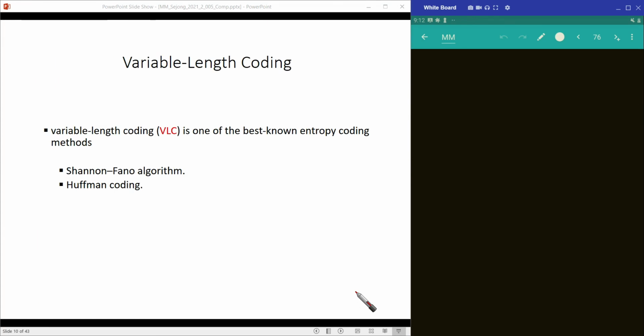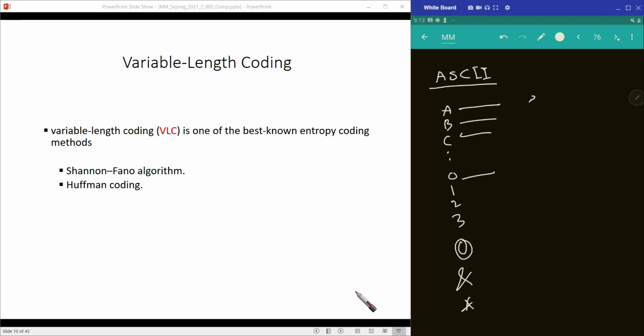Okay, so let's understand variable length coding. If you remember, so far we are familiar with fixed length coding. What is fixed length coding? For example, the ASCII code: any character on the keyboard that we see, A, B, C, or maybe 0, 1, 2, 3, or maybe a special character like at, and, or star, whatever it is. For each character we assign 8 bits, right? You know that. This is in the ASCII table.